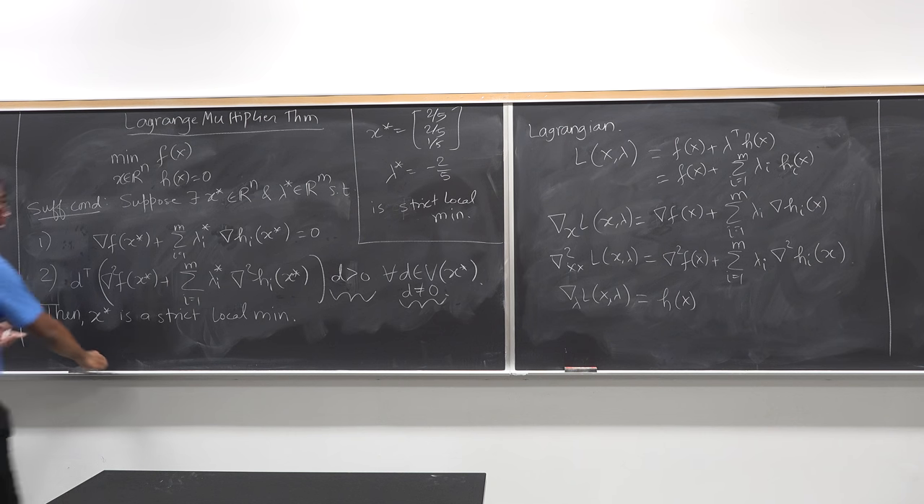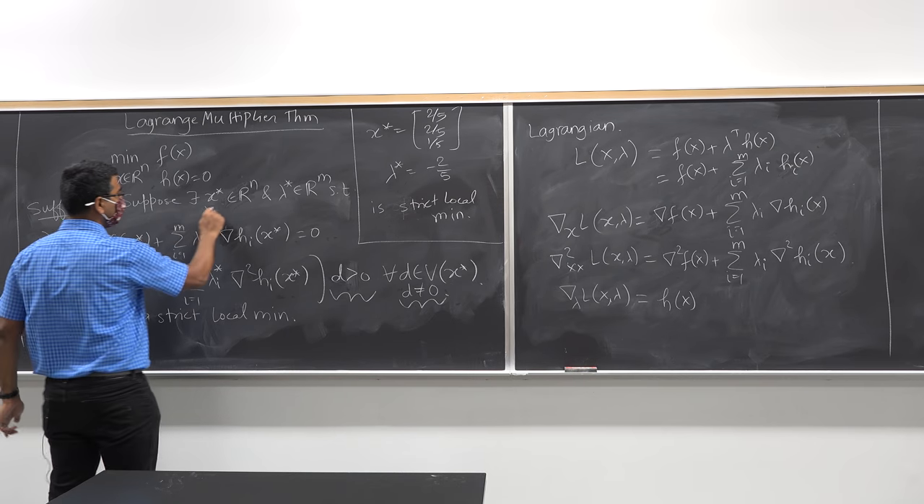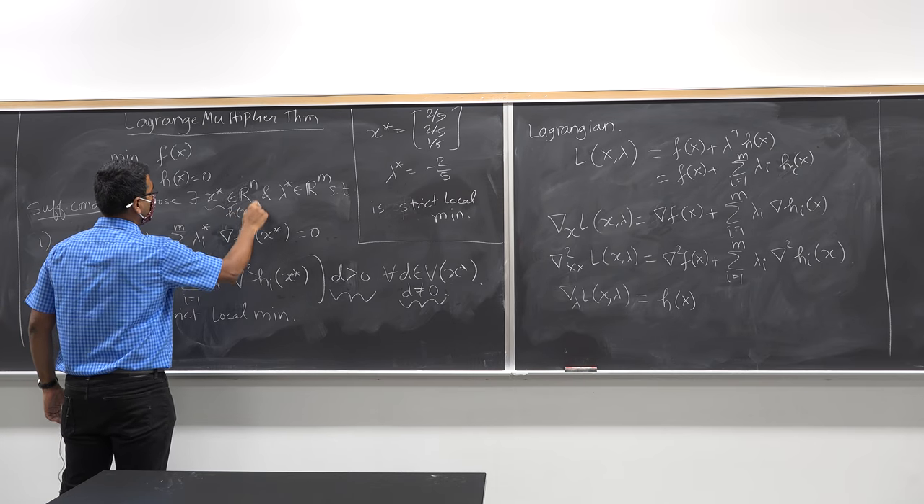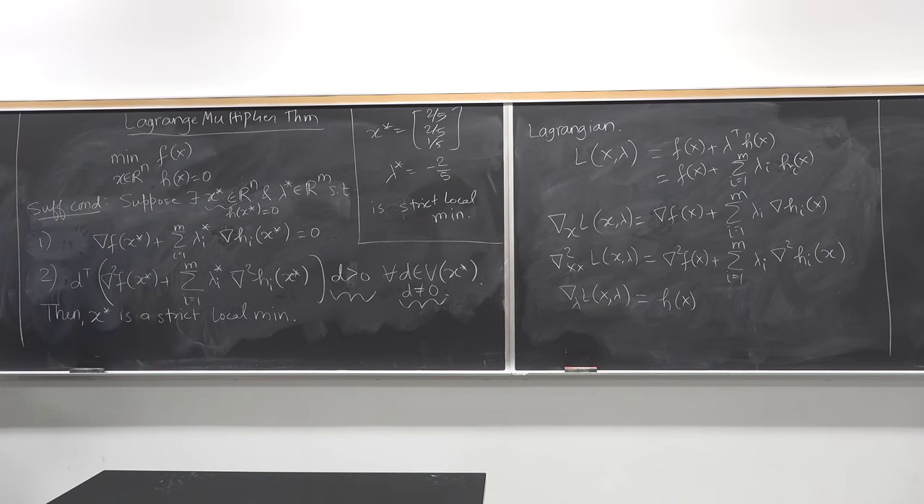I forgot to mention that this x star, of course, has to be feasible here, which means that h of x star must be equal to 0. You can't take a point that is far away from the surface.